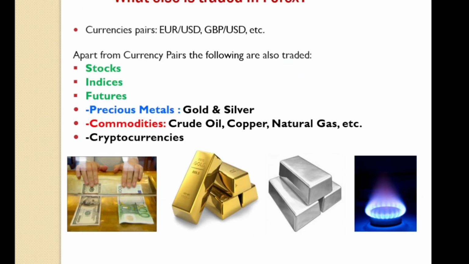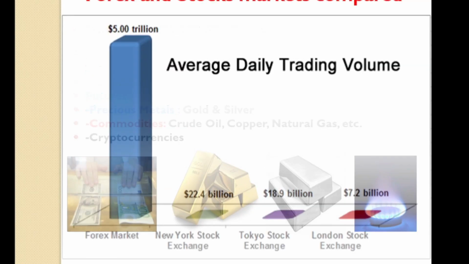What else is traded in Forex? Apart from currencies, we can trade stocks, indices, futures, precious metals like gold and silver, commodities like crude oil, copper, cotton, cocoa, natural gas, and so on. We can equally trade cryptocurrencies.